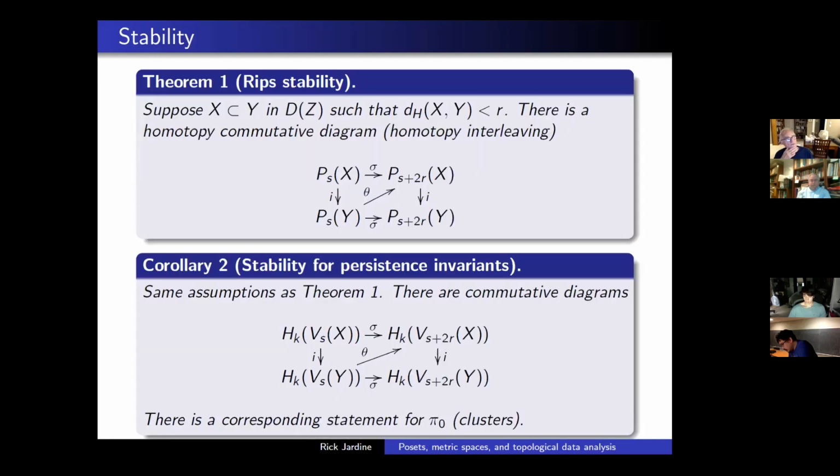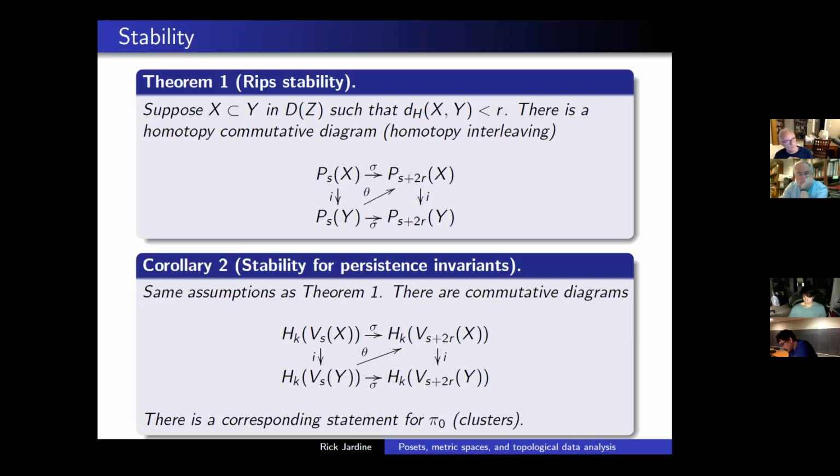then there's a homotopy commutative diagram, so-called homotopy interleaving. This is for every S. And it says that if you take, on a poset level, the poset of simplices of elements of mutual distance less than or equal to S, that includes in the poset of simplices of mutual distance less than or equal to S plus 2R. Same with Y, and the outer commutative square is no big story.